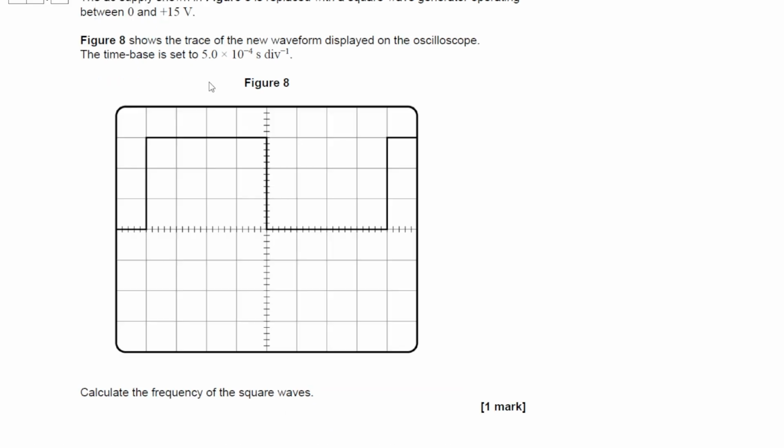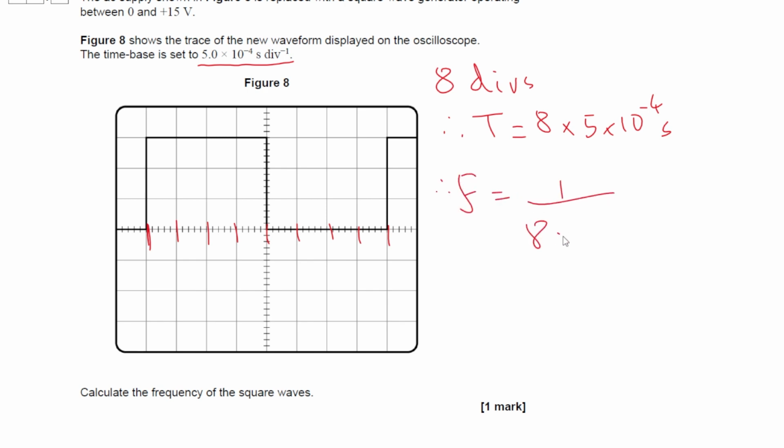4.4 asks us to find the frequency of this wave given the time base is 1 division is equal to 5 times 10 to the minus 4 seconds. So we just simply count off how many squares or divisions there are in one complete cycle, which in this case is 8. This therefore means that the time to travel 8 is going to be equal to 8 times 5 times 10 to the minus 4. We know that frequency, of course, is 1 over period, and so we get a frequency of 250 Hertz.